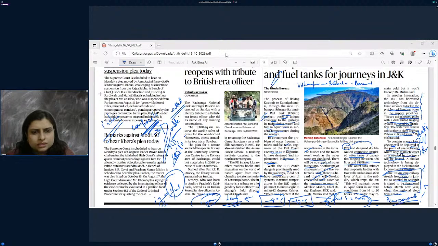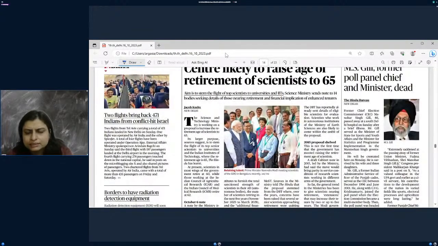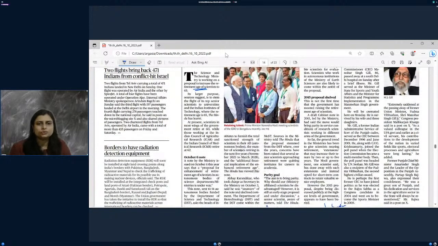Okay, so the next one on your screen is: Center likely to raise the age of retirement of scientists to 65. Now, the aim is to stem the flight of top scientists to universities and IITs. What is happening is the Science and Technology Ministry is working on a proposal to increase the retirement age of scientists, and its larger purpose is to stem the flight of its top senior scientists to universities.